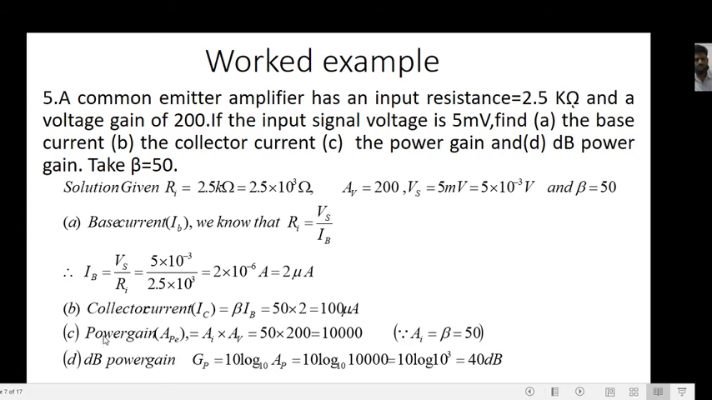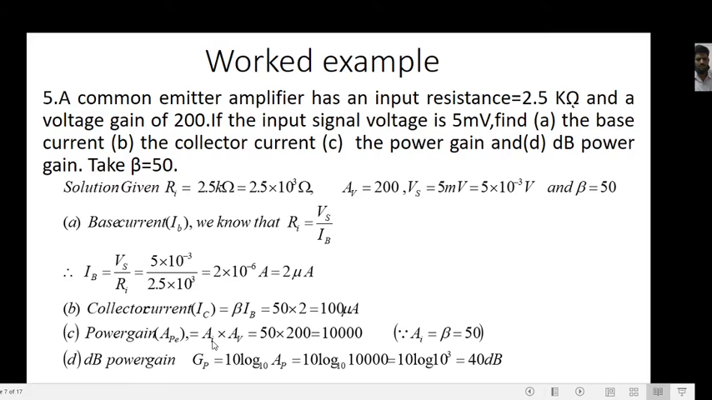That is 100 microampere. For the power gain, we know that collector current IC is equal to beta IB, because beta is equal to IC divided by IB. Therefore IC is equal to beta IB, equals 50 into 2, that is 100 microampere.